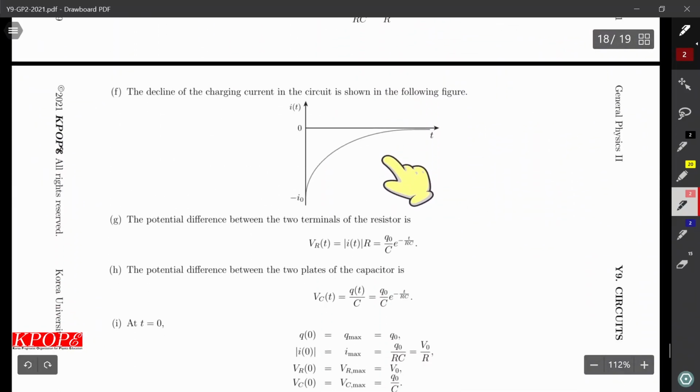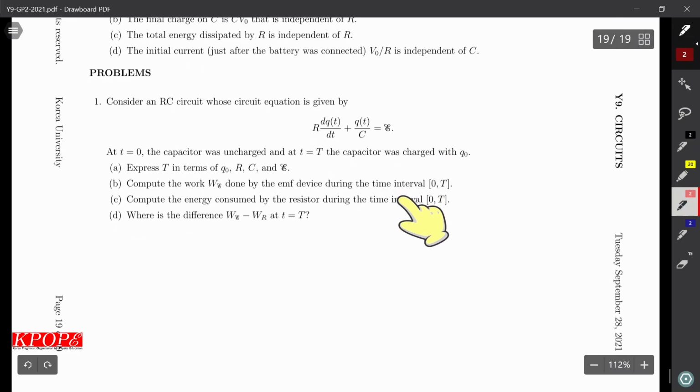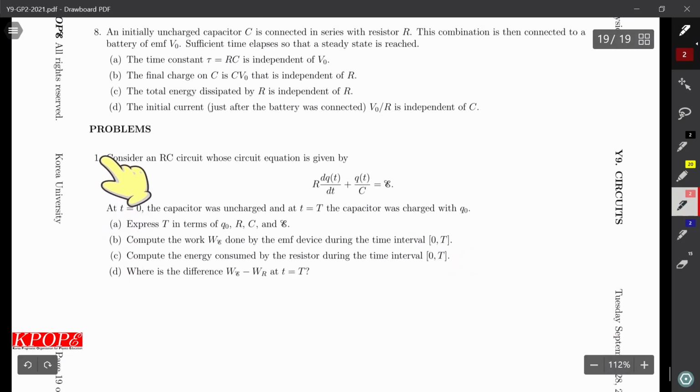So, problems. Consider an RC circuit whose circuit equation is given. At t equals 0, the capacitor is uncharged, and at a later time the capacitor is charged at Q0. This problem asks you to specify the energy stored in the capacitor and the energy being consumed by the resistors.